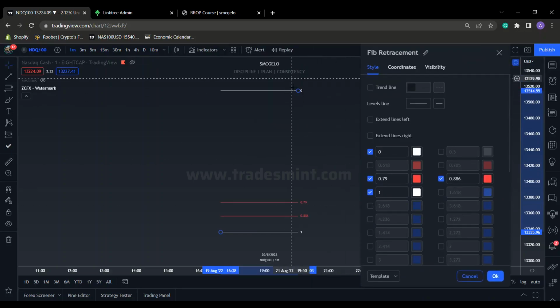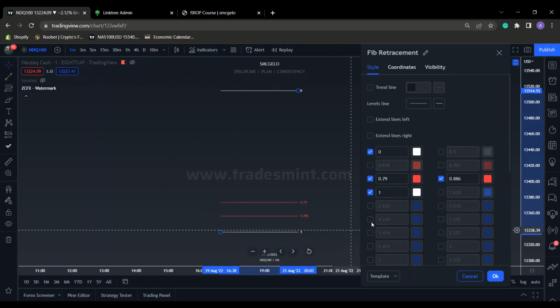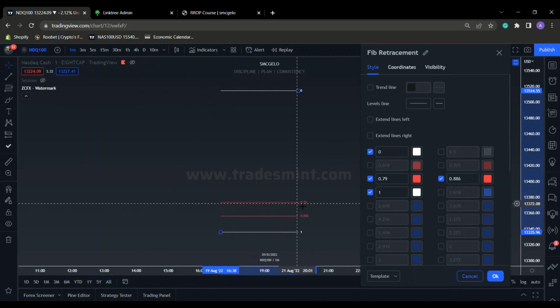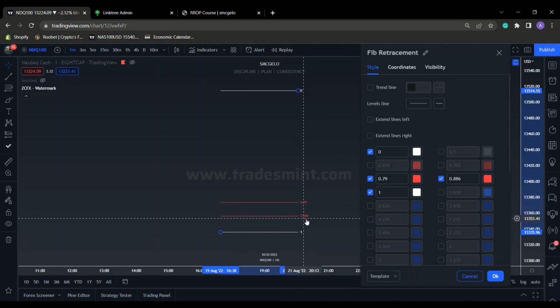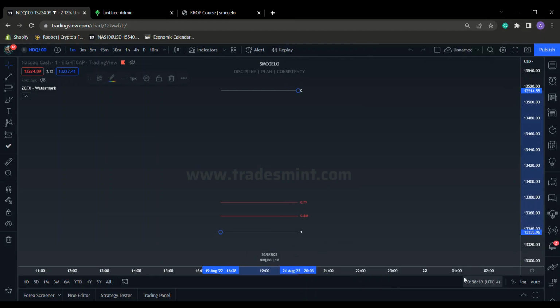We've got the 0%, which will be marked from either the swing high or the swing low. We've got the 0.79, which is the start of the golden zone, the full retracement, the 0.886, the end of the retracement, and then the 1, where you put it at either the swing low or swing high, just yet again. Okay, so you don't want to enter anywhere else in here.